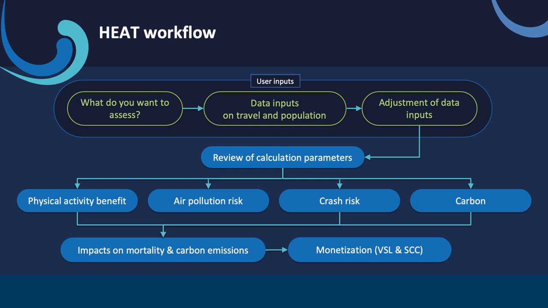To inform the model specifications, the users first have to provide information about their use case, then provide inputs on walking and cycling, and additional details as they desire. The tool complements user inputs with background data and default assumptions as needed and calculates impacts through the four main pathways, namely physical activity, exposure to air pollution while walking or cycling, crash risk, and carbon emissions. The impacts are monetized using value of statistical life and social cost of carbon.